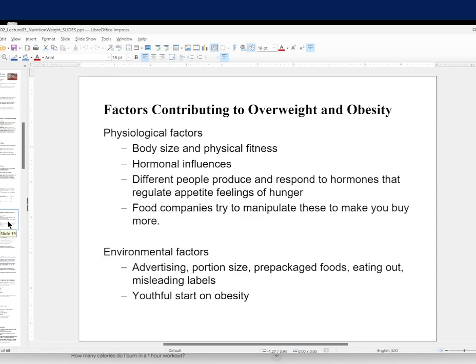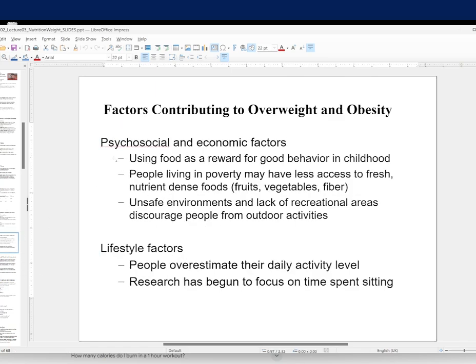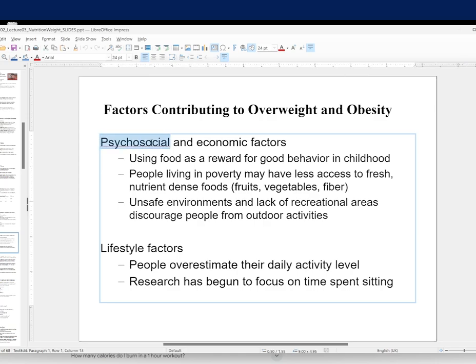I just mispronounced that. Sorry. It's not psychological, it's physiological. Physiological means body. Psychological is the mind, and I'm combining psycho and social.